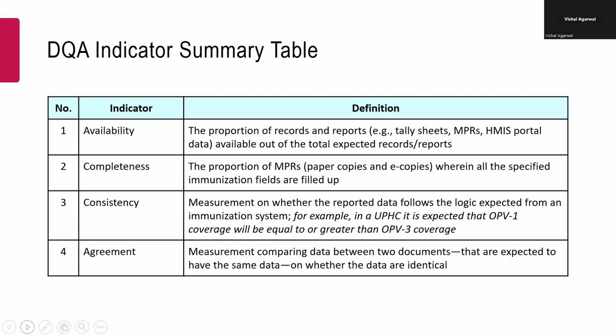The fourth indicator was agreement. It means two different records and reports that are expected to have the same data: are they identical or not, or are there some mismatches in those records? Next slide, please.